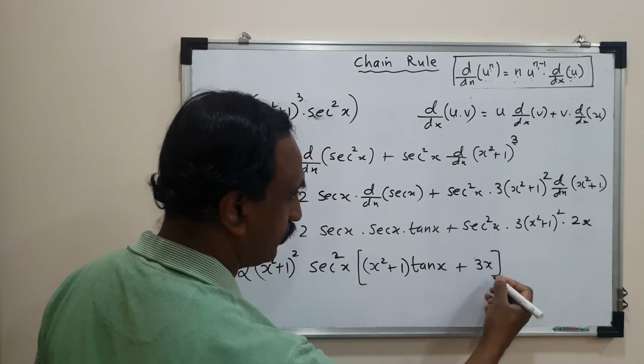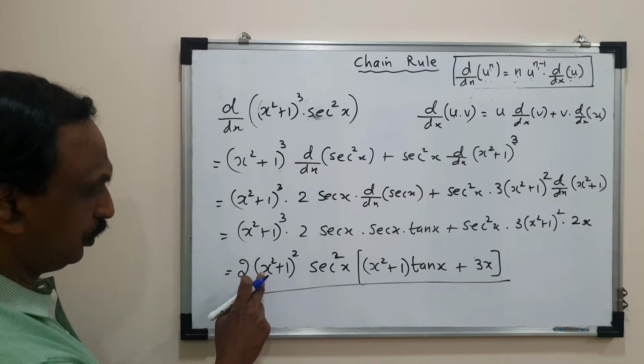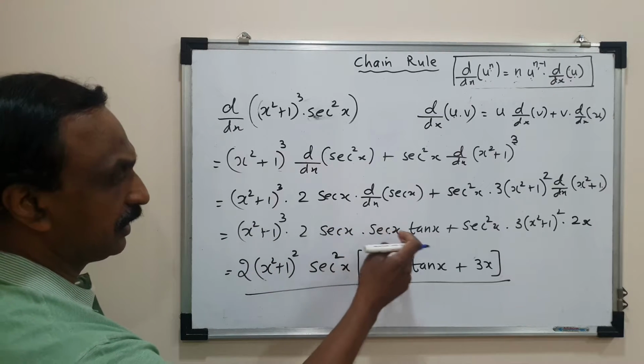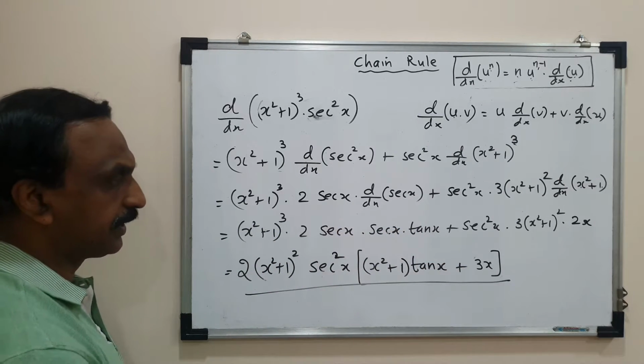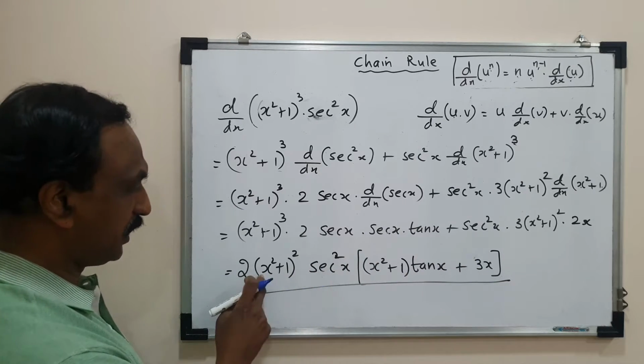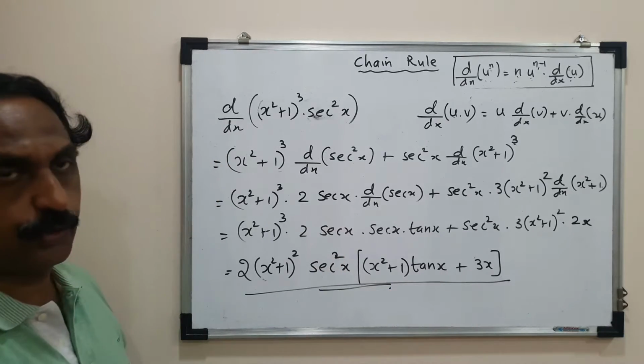3x. Now we'll check once again whether I've done it correctly. 2(x² + 1)³ sec²x tan x. That first part is correct. Second part, 3 times sec²x (x² + 1)² into 2x. So the answer is correct. This is how you need to apply.